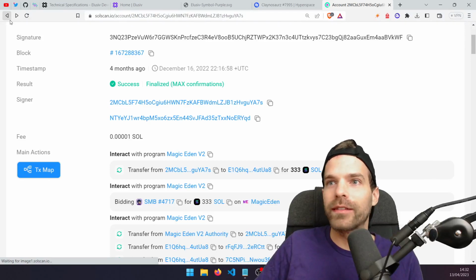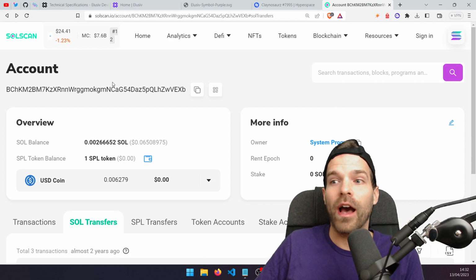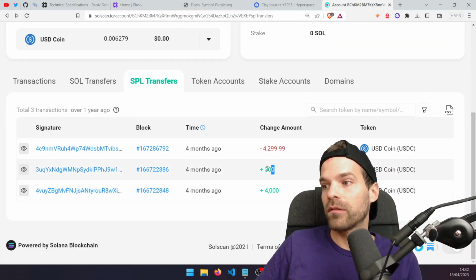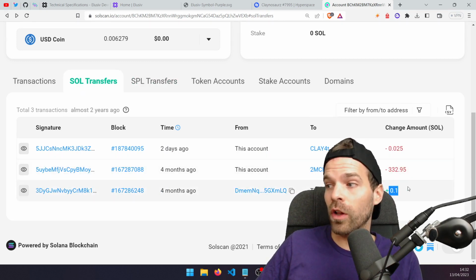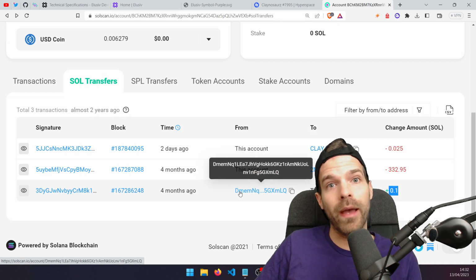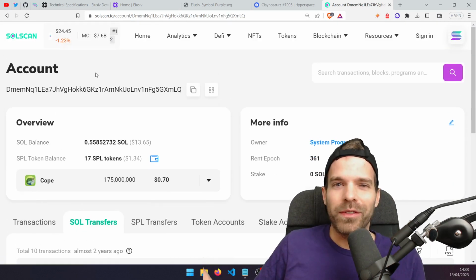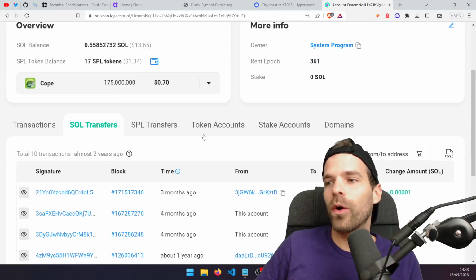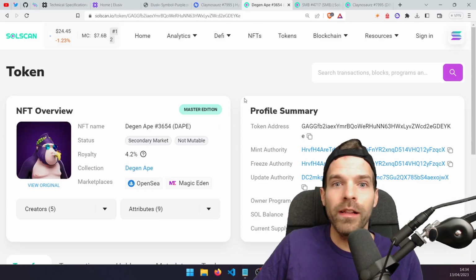And then we can go a step further. Well, how did this address, the one that we just had here, how did this one get funded? Yes, they received 4K and then 300, but they also received some Sol from here, the DMEM. So very likely same owner, because just a little bit was used to then do the swap. And that DMEM, that's actually the account where I hold this Degen Ape. So now we have all three of them. So it's just a little bit of stalking.